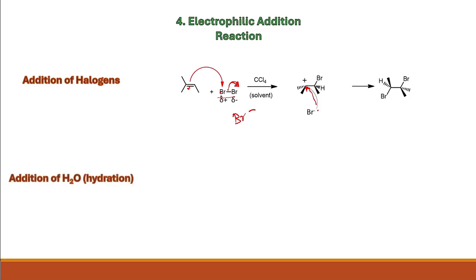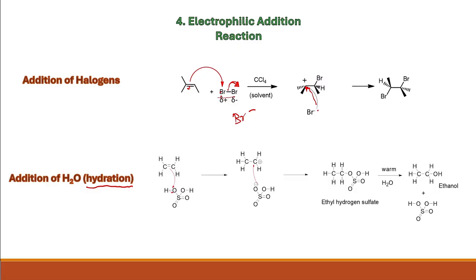Addition of water. This is a specific type of addition reaction, and it's called hydration because we add a water molecule. In this reaction, we use sulfuric acid as a catalyst to add the water molecule. So the mechanism of the reaction, you're going to find that we don't simply use a proton to add to the double bond, but we use the sulfuric acid.